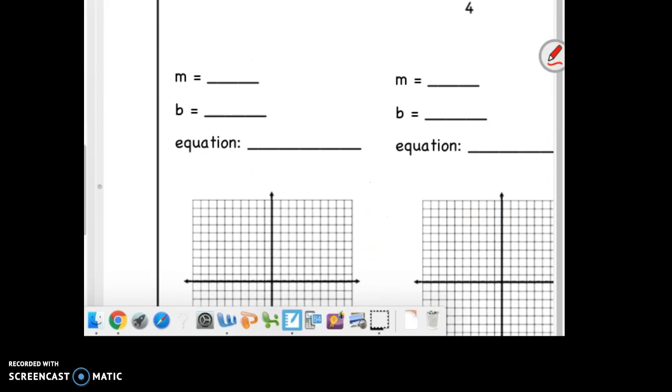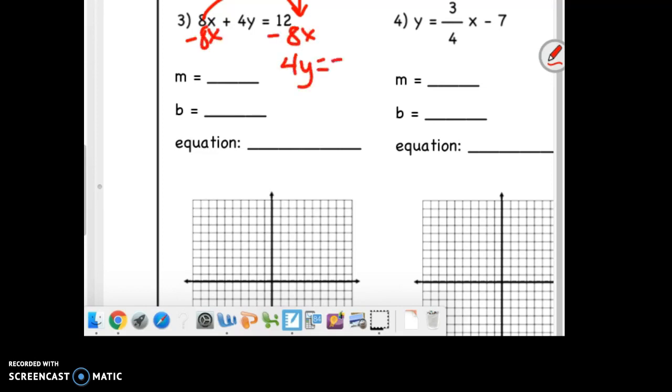Okay, and again, it's getting cut off a little bit at the top here. Sorry, I'll set my pen down, and we'll go back. And here you are. Kind of nice that number 4 is already in slope-intercept form, but number 3 isn't. So the first thing I'm going to do is move the 8x over. So I'm going to subtract it. And so now I have 4y, I have my -8x, and I have plus 12. So I divide by 4. And here it is, -2x plus 3.